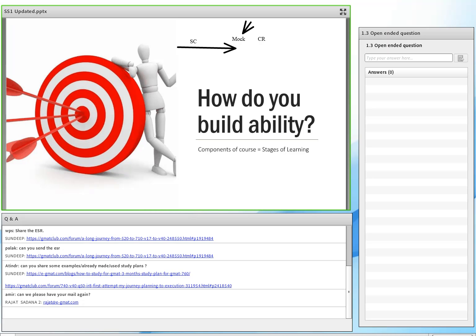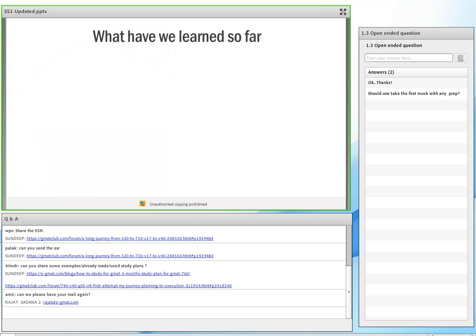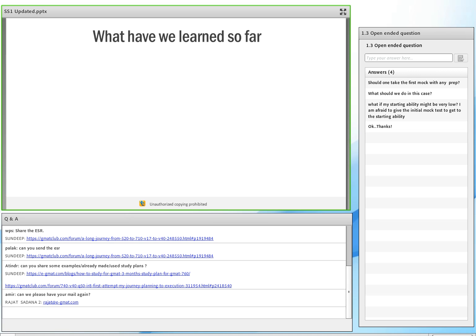Okay. So let's get to how to build ability. And I see a lot of you have those tactical questions. So we're going to talk about some of those tactical questions, but as you can probably see, those tactical questions don't play as big a role in your success as the strategic part. Should you take your first mock with any prep?